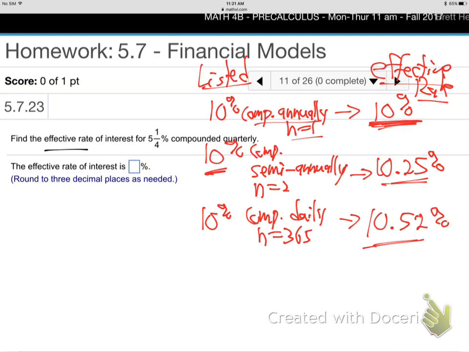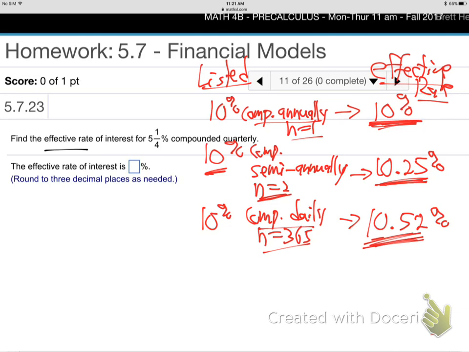If you only compound once, then 10% is 10%. But if you compound twice, it already jumps up to 10.25. If you go up to daily, it goes up even higher. I mean, not dramatically, it doesn't go up to like 20% or something, but it goes up a little bit. So that's the effective rate.